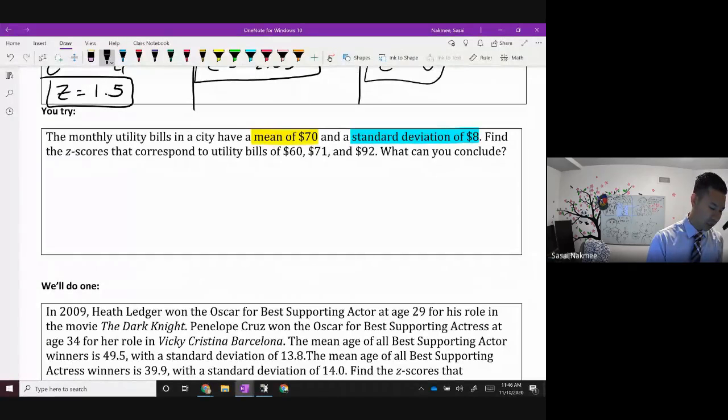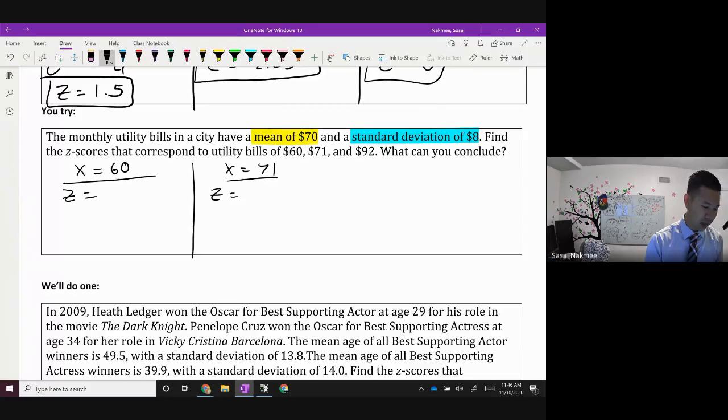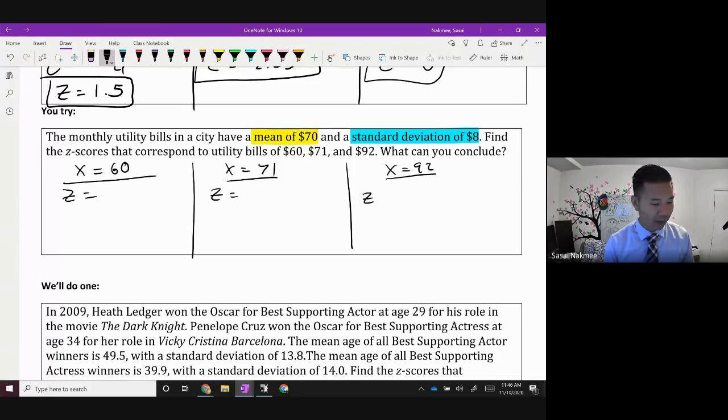I want you to tell me the z-score for somebody who's paying a utility bill of $60. Then tell me the z-score for the person who's paying $71. And then tell me someone who's paying $92 for their utilities, what's their z-score when the average is 70 with a standard deviation of 8? Can you guys go onto the Pear Deck and just draw this out or type out what the answers are?